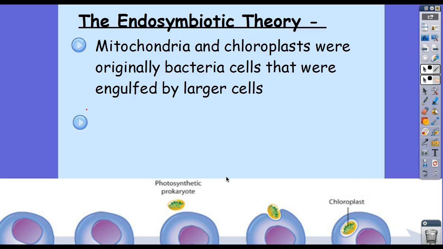And what this says is that mitochondria and chloroplasts were originally prokaryotes. They're originally bacteria cells, and they got engulfed or eaten by larger cells. So we saw that with Big Fat Tony. I know it was kind of a cheesy video, but it helps illustrate what goes on, or what went on, in order to form the first eukaryotic cells.